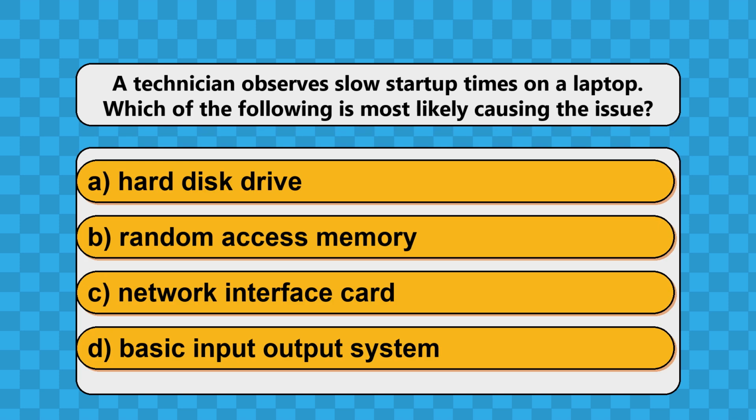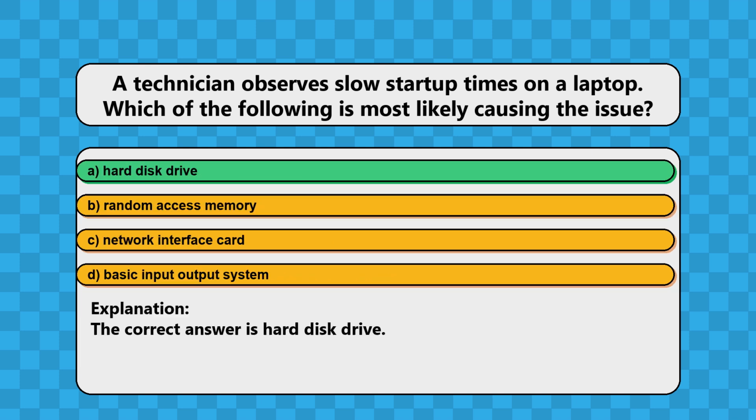Question 24. A technician observes slow startup times on a laptop. Which of the following is most likely causing the issue? Option A, hard disk drive. Option B, random access memory. Option C, network interface card. Option D, basic input-output system. The correct answer is option A, hard disk drive.